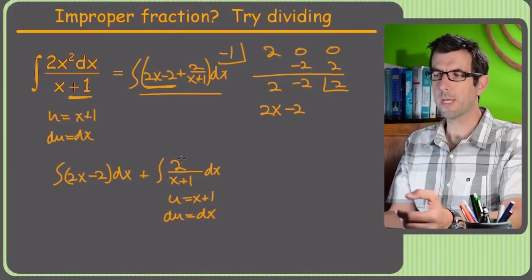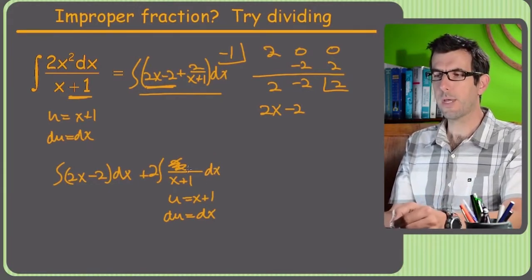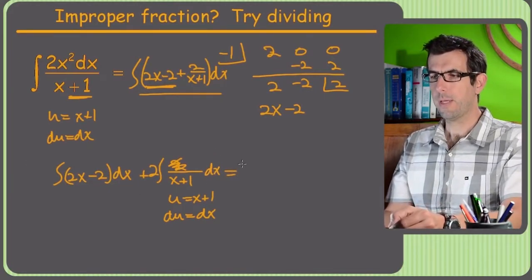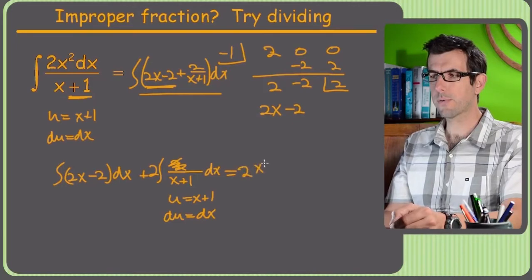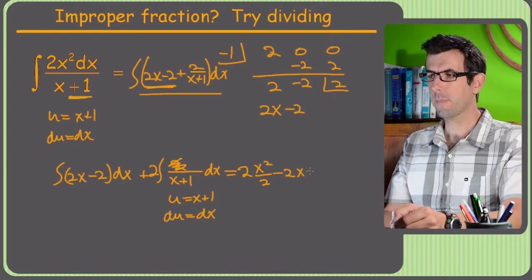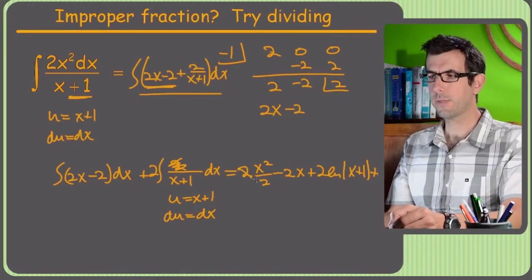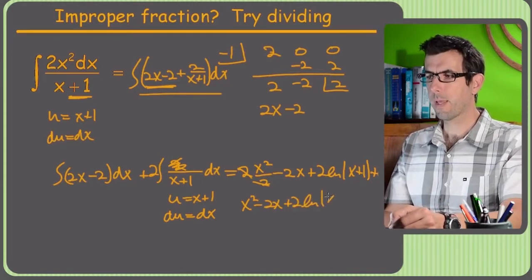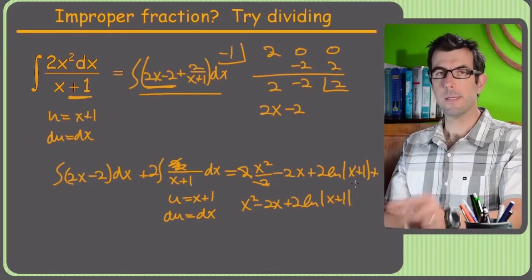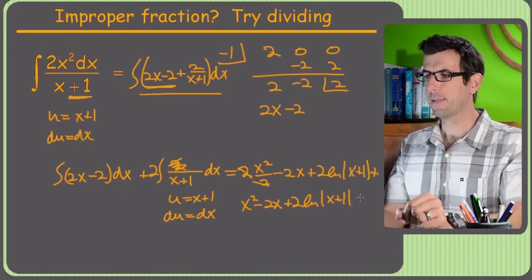I mean, I have a 2 up there, which I can move out front. So I've just got a dx over x plus 1. So now all these should be pretty easy to integrate. 2x is going to be 2 times x squared over 2, minus 2x, plus 2 ln of x plus 1, and of course plus c. So the 2's cancel, so we get x squared minus 2x plus 2 ln of the absolute value of x plus 1, plus c.